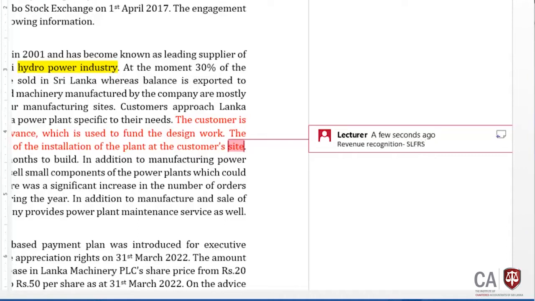So, in SLFRS, what is the point at which you have to recognize revenue, right? Now, you remember those 5 steps, right: having a contract, and then the most important, identifying the transaction price, allocating. The most important point at which the revenue is recognized is when the promise, based on the contract, is delivered. What is PO? That is performance obligation, right.